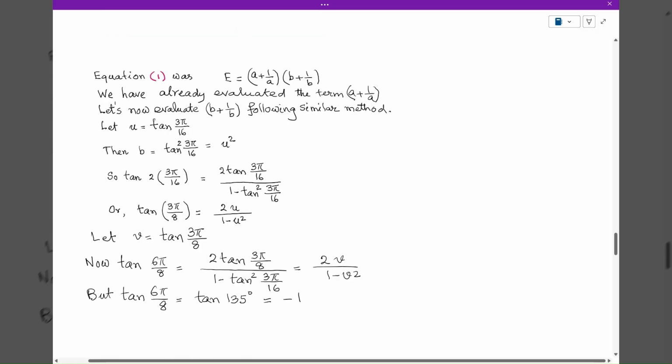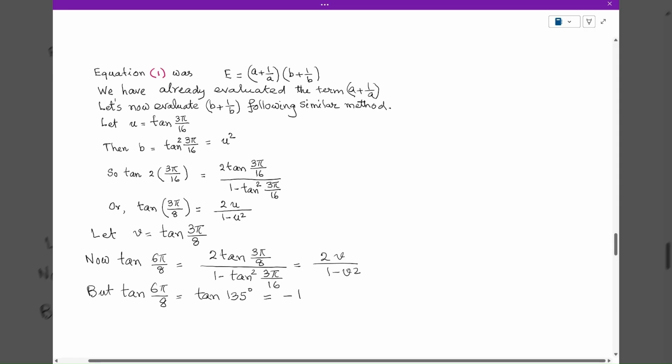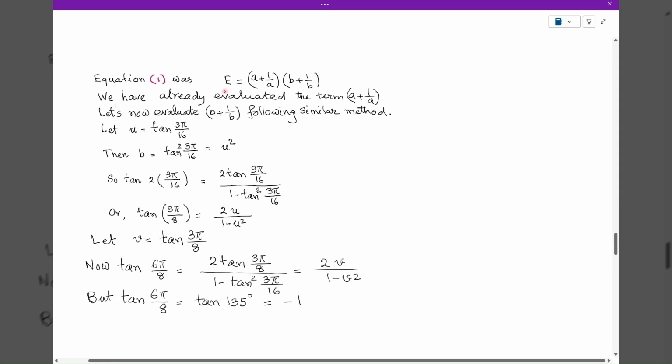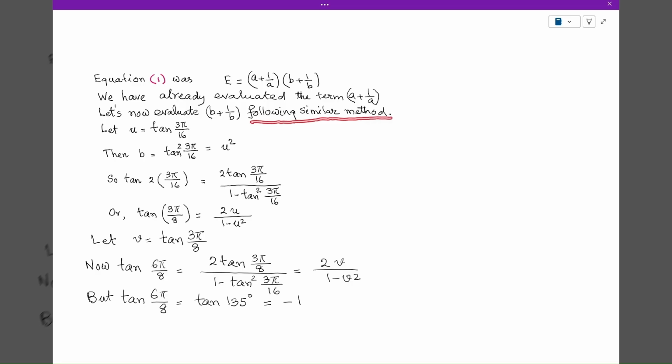Equation 1 was E is equal to A plus 1 by A multiplied by B plus 1 by B. We have already evaluated the term A plus 1 by A. Let us now evaluate B plus 1 by B following a procedure which is exactly the same.